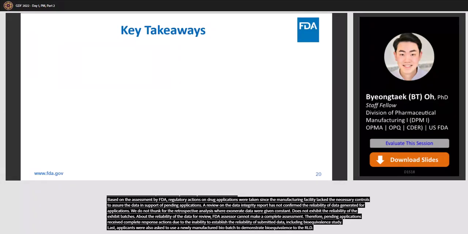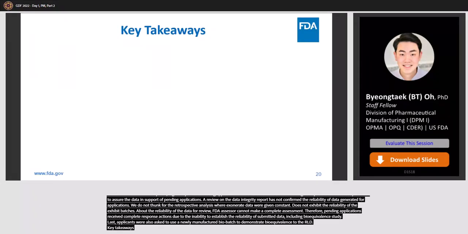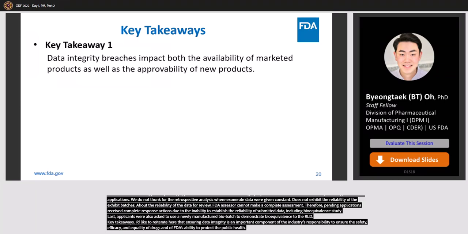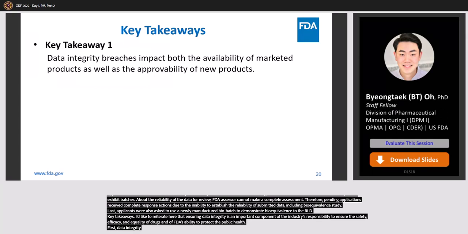Key takeaways. I'd like to reiterate here that ensuring data integrity is an important component of the industry's responsibility to ensure the safety, efficacy, and quality of drugs and of FDA's ability to protect the public health. First, data integrity breaches impact both availability of marketed products as well as the approvability of new products.